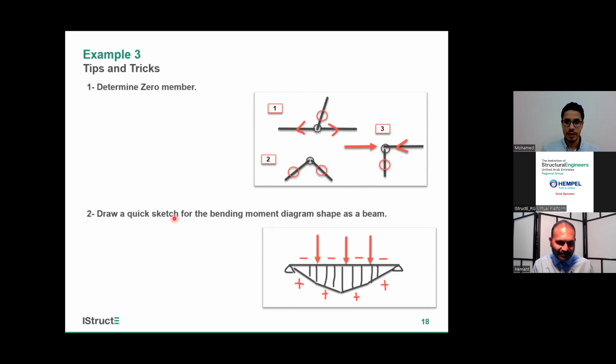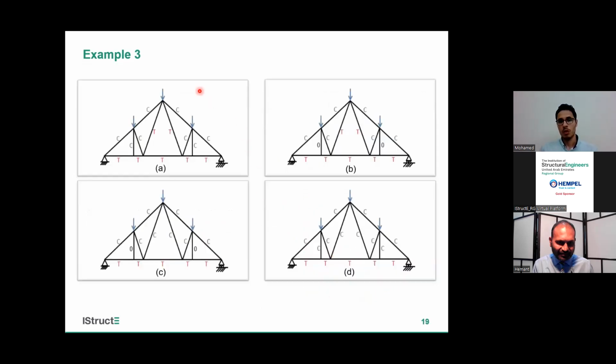Also, we can draw a quick bending moment diagram for our shape. The truss, even though it's a truss, acts like a beam. Just imagine a normal beam, this is the line and this is our load, so our deflection will be like this. Here will be tension, and here our member will be in compression. We know that all these members will be in compression and all these members will be in tension, but here it is all like this, so we need more members so that we can choose.